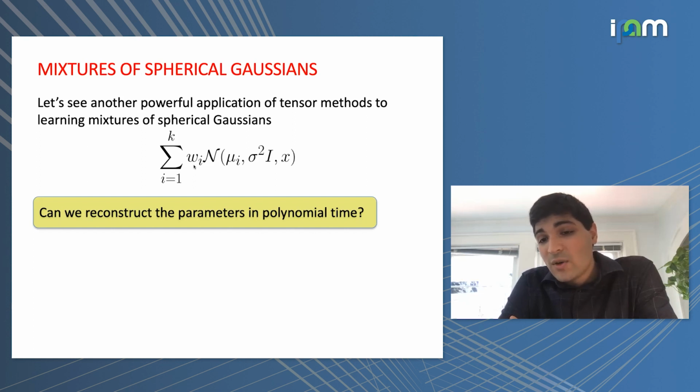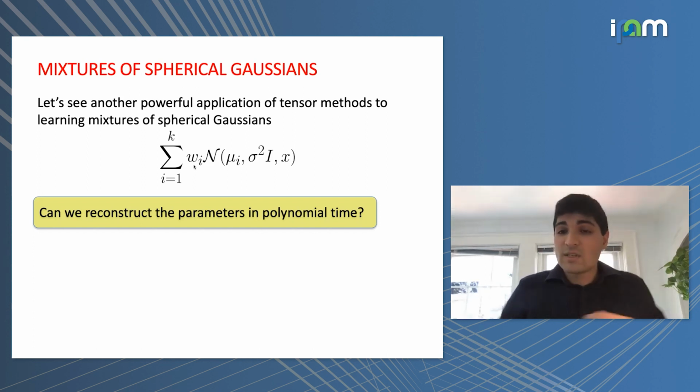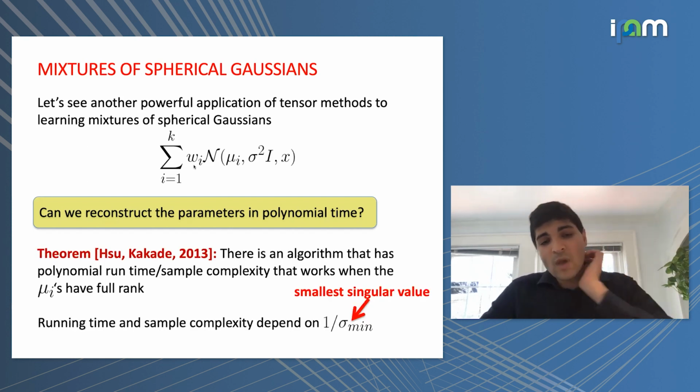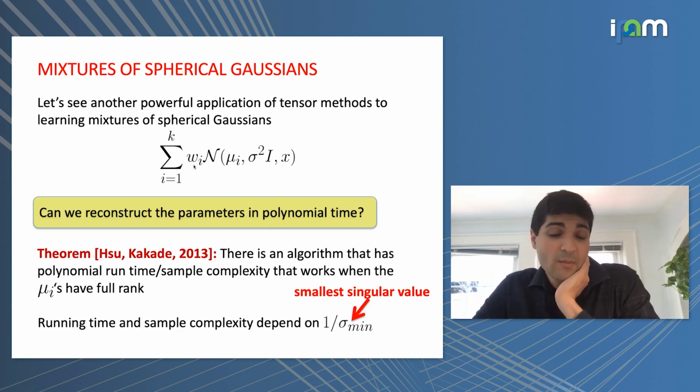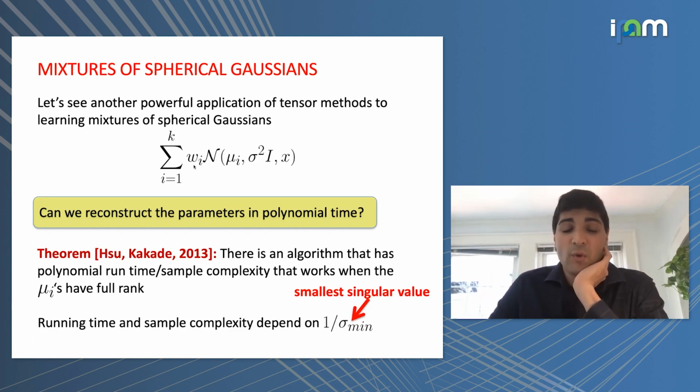So really, tensor decompositions have led to a revolution within learning latent variable models. There's a well-developed understanding now of how to create conditional independences or how to exploit them. This will be yet another example of conditional independence in action. There's a really nice paper of Hsu and Kakade that gives an algorithm that runs in polynomial time and sample complexity. It works when the mu i's, which are the centers of these Gaussians, have full rank.